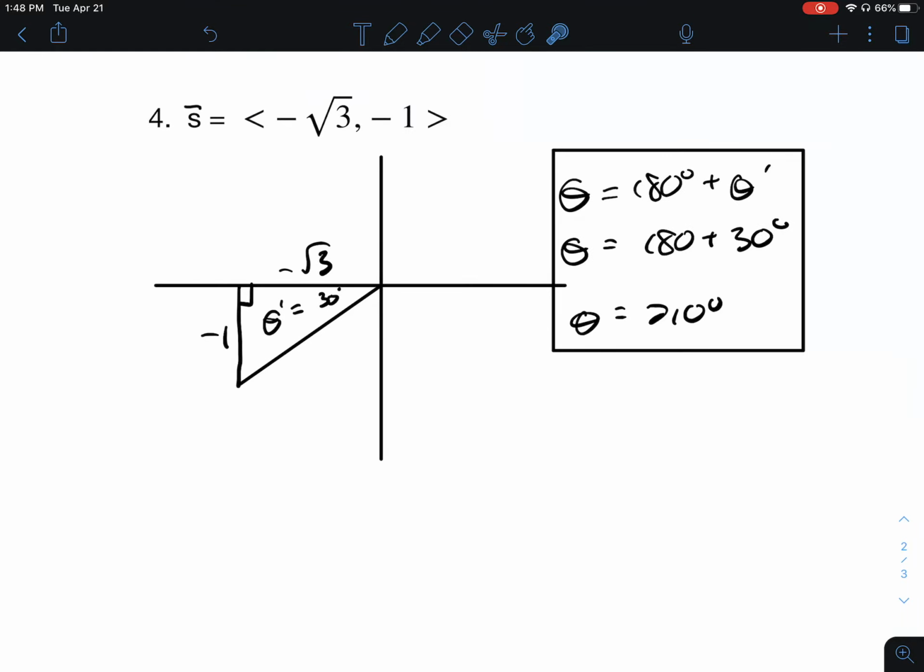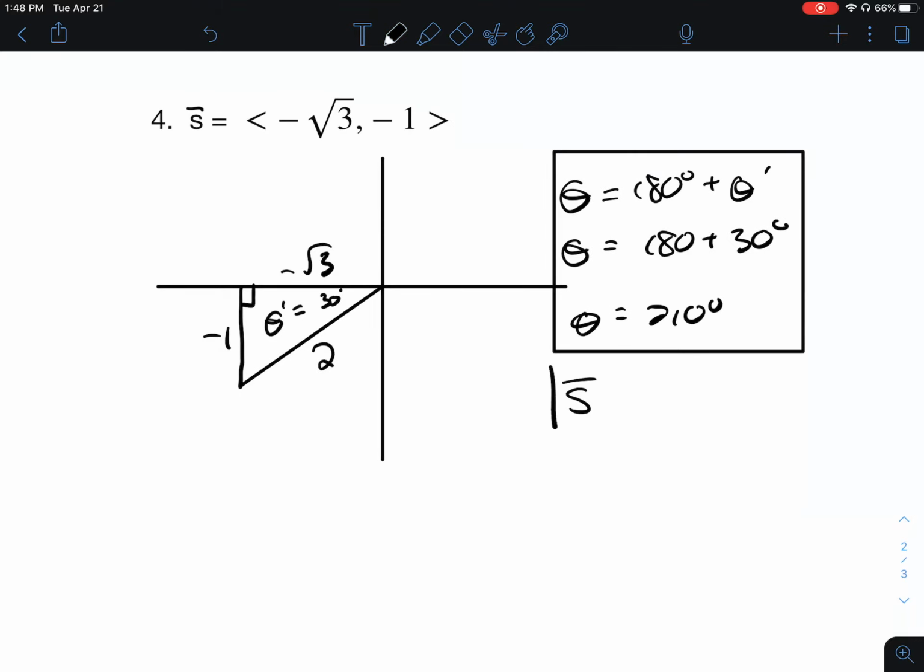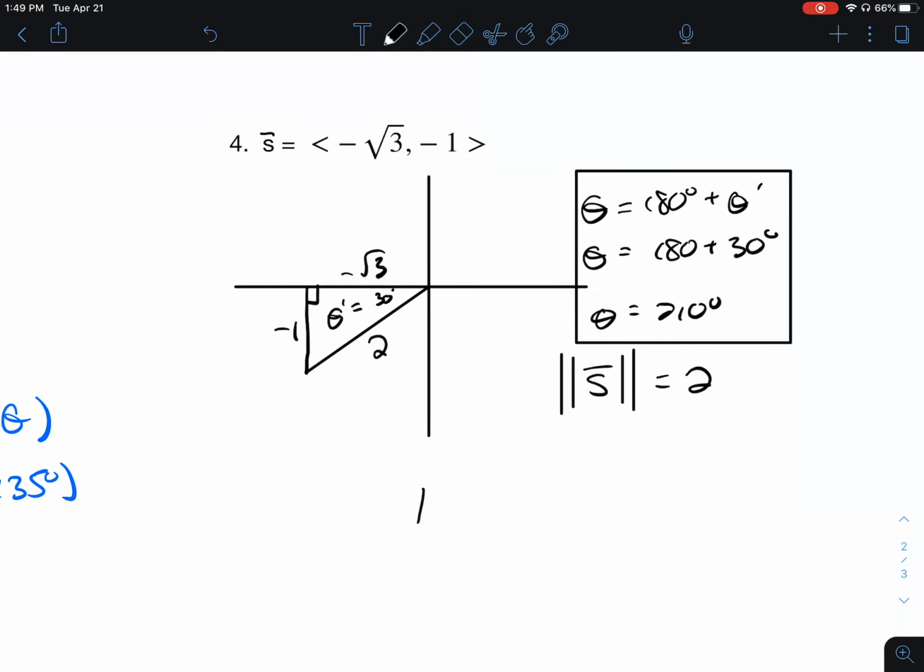What's the radius of this? Well, if opposite 30 is 1, opposite 90 is always twice that. So the magnitude of S is 2. In polar form, we write the magnitude first, we write the angle in standard position second. This and this, same vector.